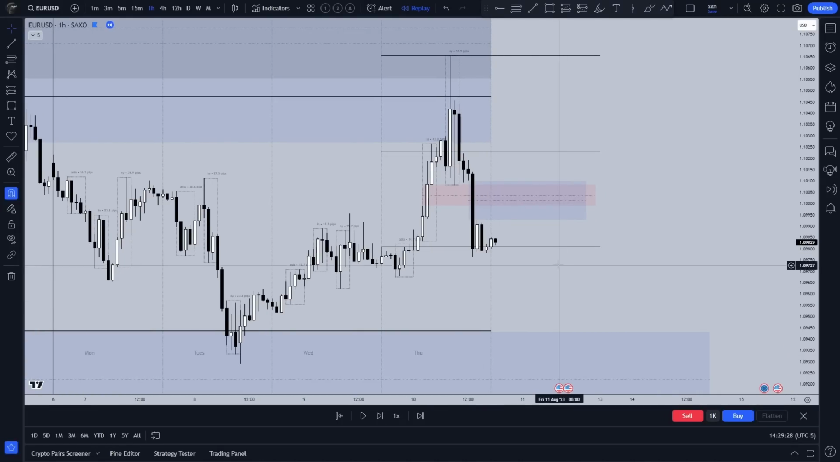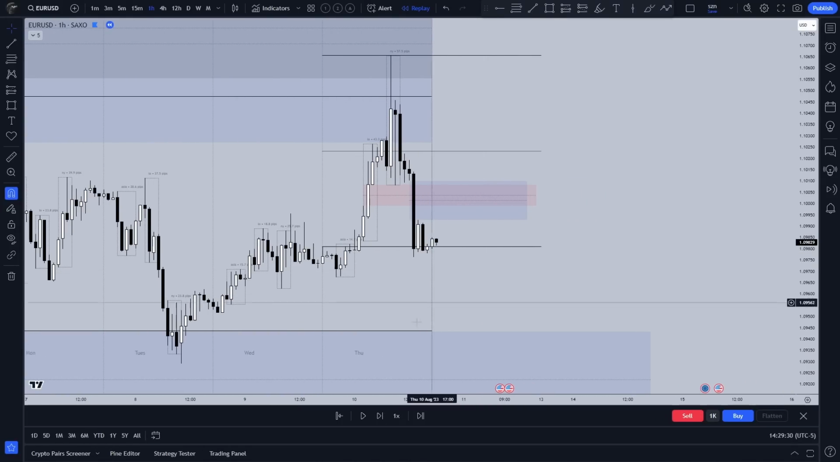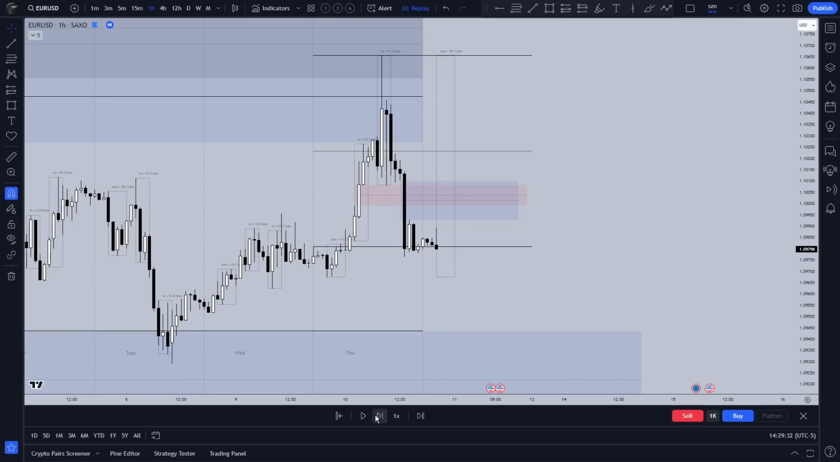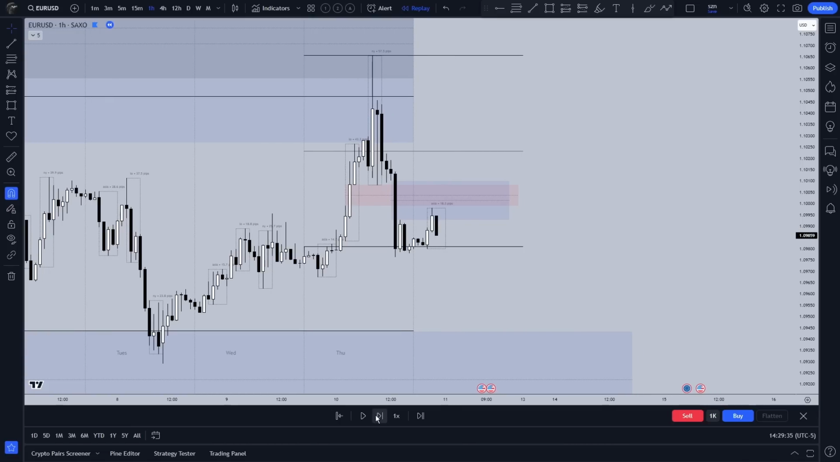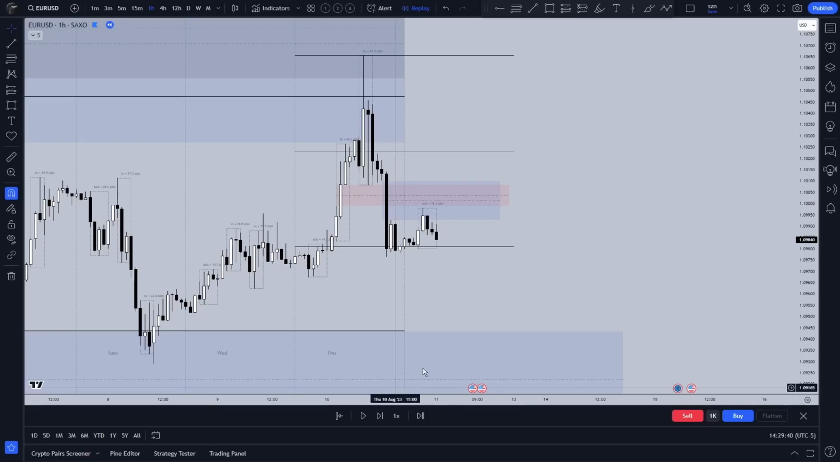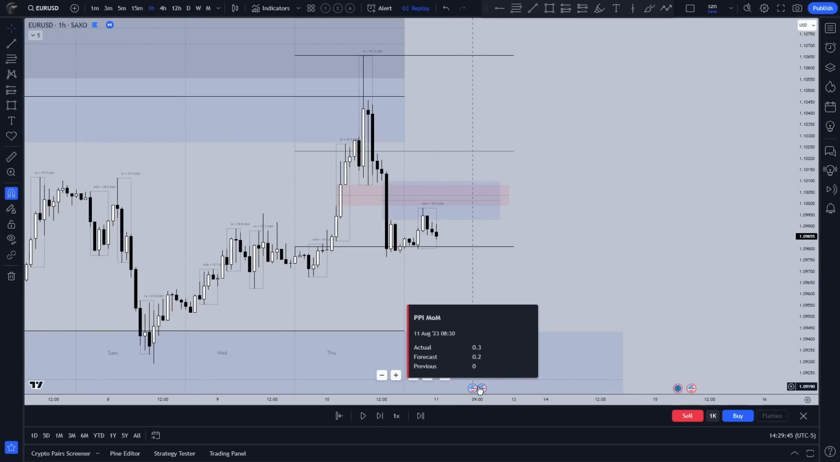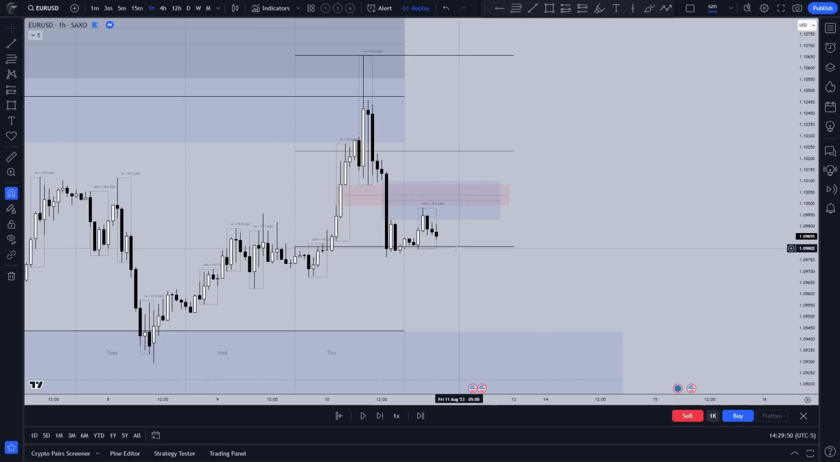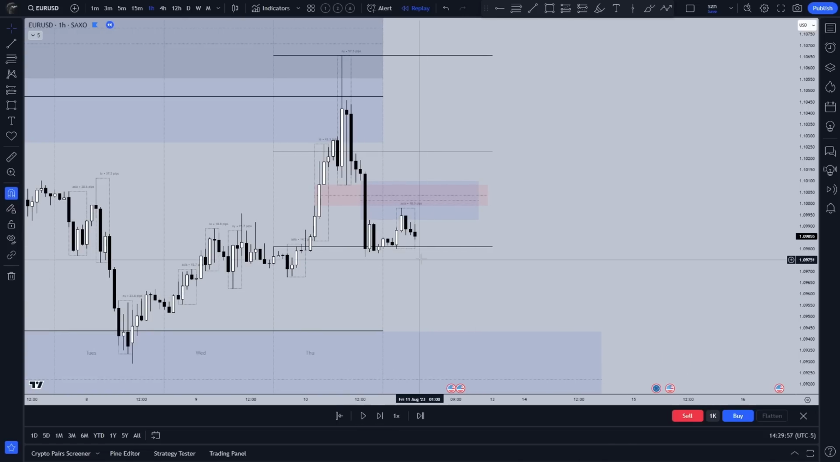So again, we wait for the next day. I told you we're always waiting for a kill zone. So we have a kill zone here, the Asia kill zone, but I'm not trading Asia, so we skip that one. And then also, if we take a look at the economic calendar, you can see that we have news coming out during the New York session. We got PPI coming out. So if we see a large expansion to the downside, it's most likely going to happen during the New York kill zone, right?